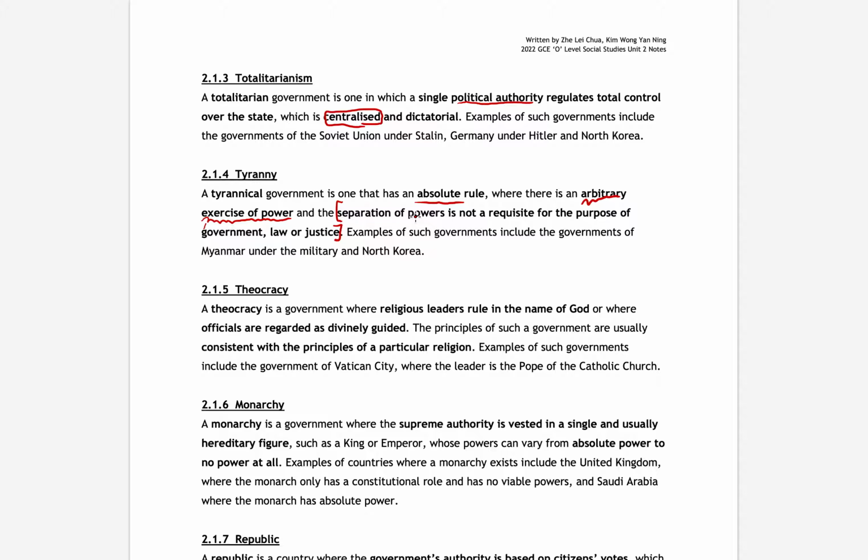Remember in Unit 1, we talked about separation of powers as established by the Constitution of Singapore. If there is no separation of power, which means legislature, executive, and judiciary all function under essentially the same ideology or the same person, for example, that is a tyrannical government. So separation of power is very important. We'll take a look at that later when we talk about Singapore's government. Examples again, North Korea has popped up multiple times now, and currently the junta government of Myanmar can be considered a tyrannical government as well.